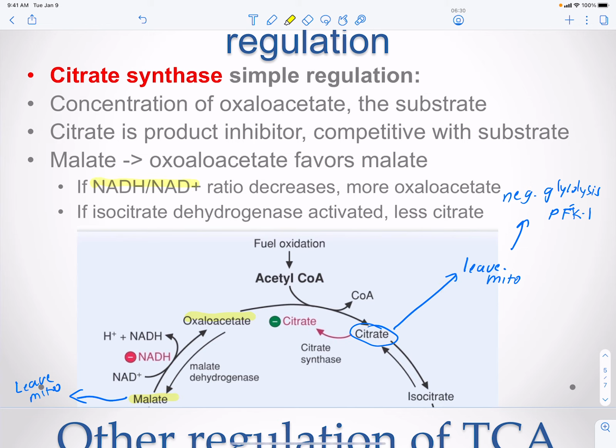Now, NADH to NAD ratios are very important. Again, in order to make NADH, you need NAD. If you have too much NADH, that means your NAD is favoring NADH, so you have a high ratio. So if the ratio decreases, you're going to push towards oxaloacetate. If the ratio increases, you're going to push toward malate.